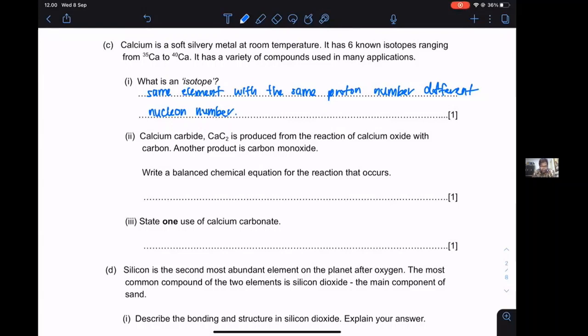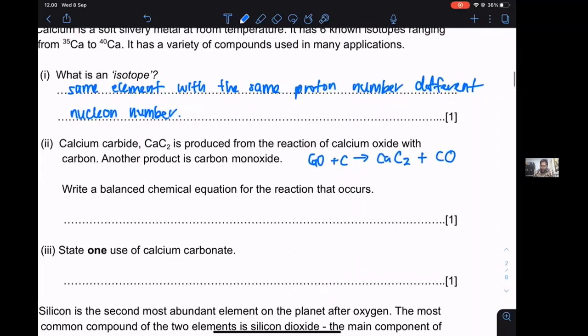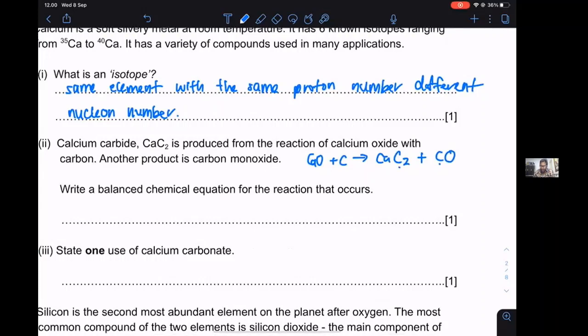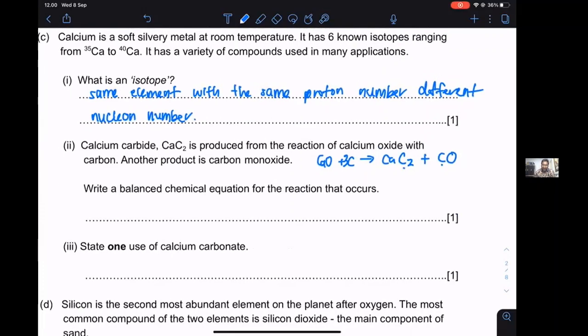Now, calcium carbide is produced from the reaction of calcium oxide and carbon. They say calcium oxide with carbon produce calcium carbide. Another product is carbon monoxide. So you just need to write a balanced equation. How do I balance this? You can see carbon here, 2 carbon and 1 more carbon. You just put 3 carbon over there. And then oxygen, everything is balanced. So that's it, quite simple.